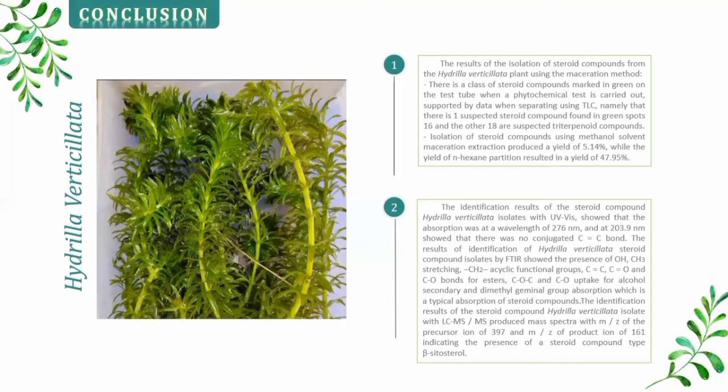The result of identification of the Hydrilla verticillata steroid compound isolate by FTIR showed the presence of OH, CH3 stretching, CH2, cyclic functional group, C=C, C=O for esters, C-O-C and C-O absorption for secondary alcohol, and geminal methyl group absorption, which is a typical absorption of steroid compounds. Identification result of the steroid compound Hydrilla verticillata isolate with LC-MS/MS produced a mass spectrum with m/z of the precursor ion of 397 and m/z of the product ion of 161, indicating a steroid compound of the type beta-sitosterol.